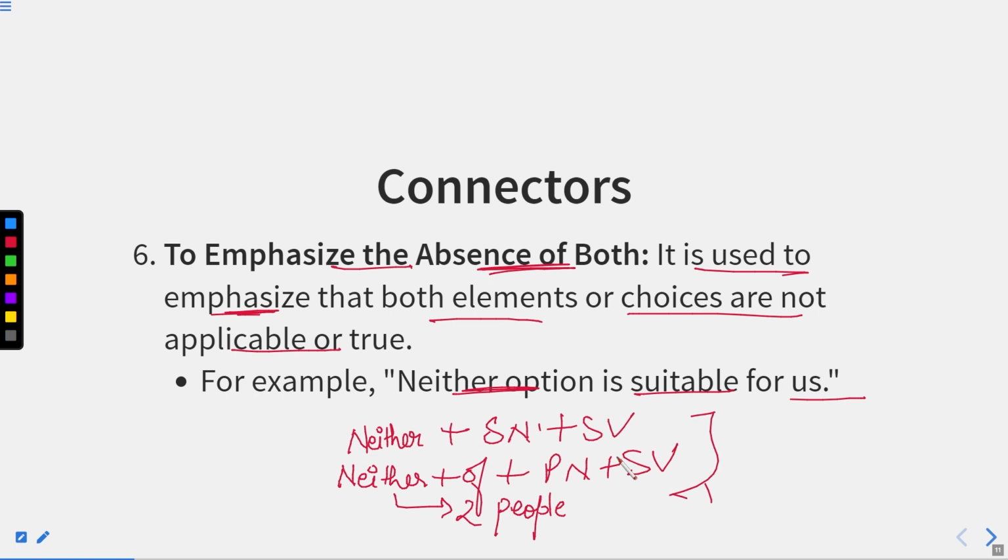Neither nor, if there is neither nor, the verb should be used according to the nearest subject or the second subject. In case of neither plus a noun, the noun should be singular and the verb should also be singular. After neither of, after of we should have a plural noun but a singular form of verb, and these nouns should only be two, they should not be more than two. Okay.